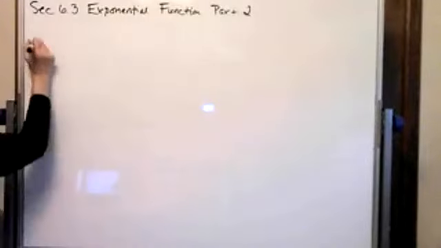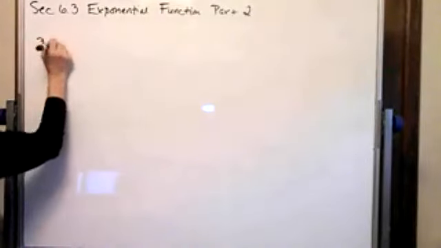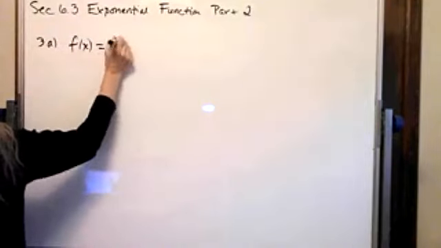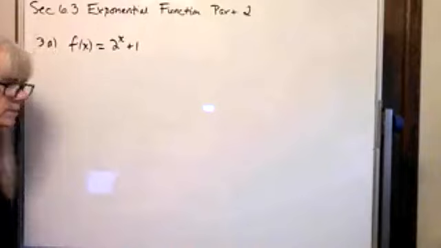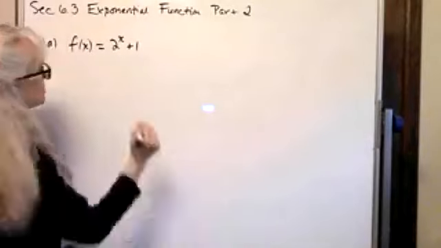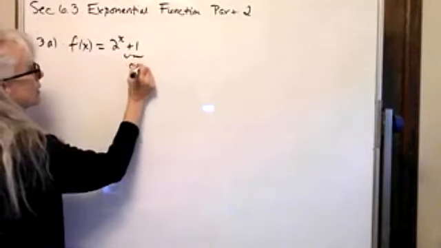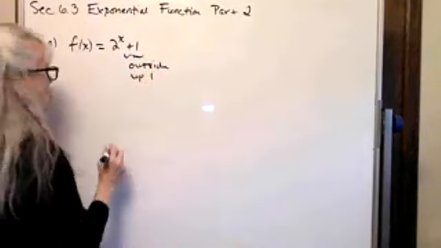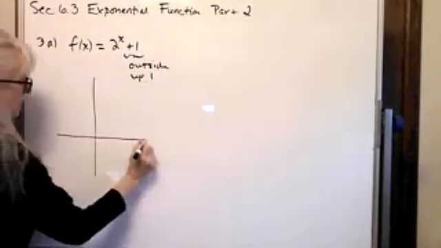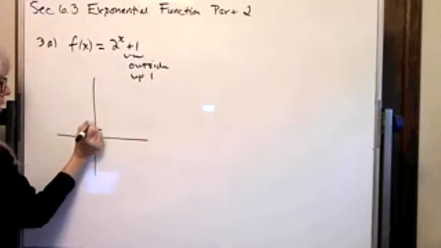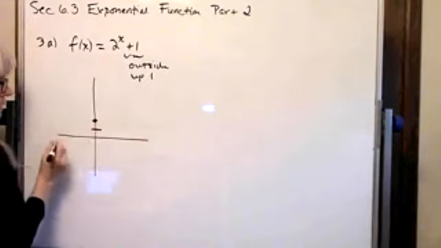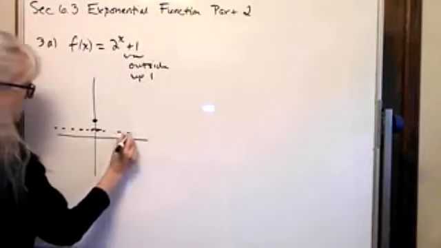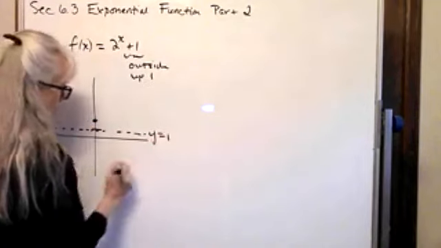In example 3, we're going to graph f of x is equal to 2 to the x plus 1. So now we have the exponential function, but we're adding 1. Notice this plus 1 is outside the function, so we know that's going to shift the entire graph up 1. We're going to take what was at 0, 1 and move it up to 0, 2. We're going to take the horizontal asymptote that was at y equals 0 and move it up to y equals 1.